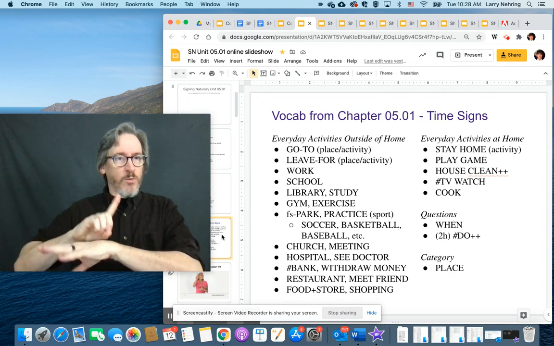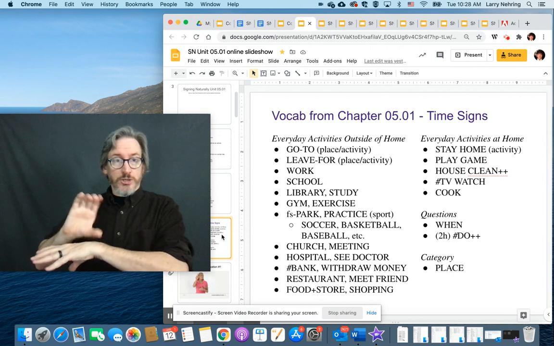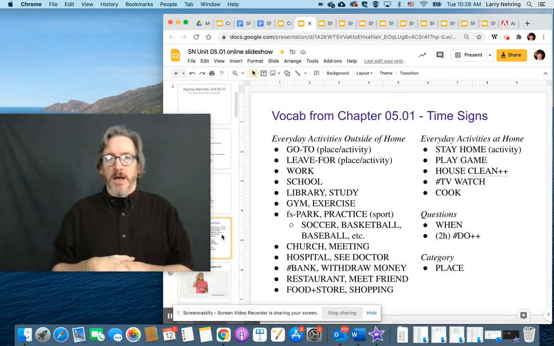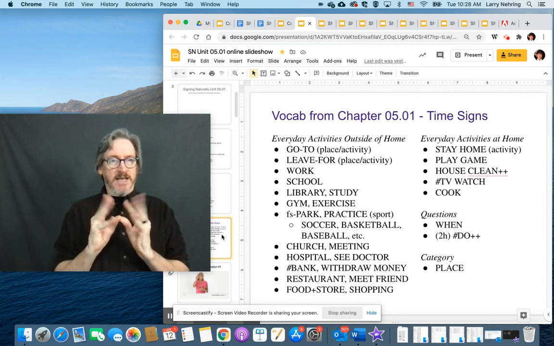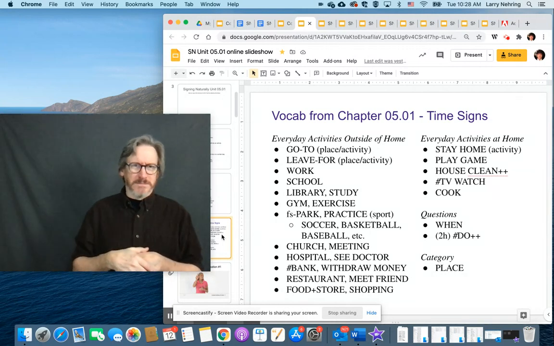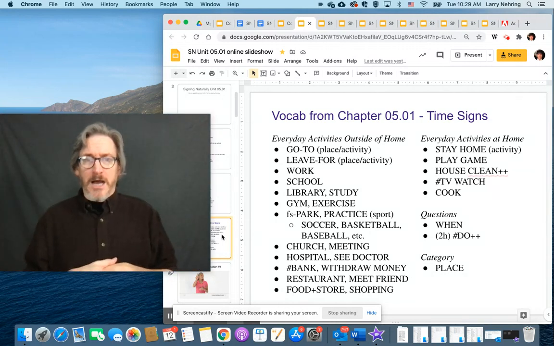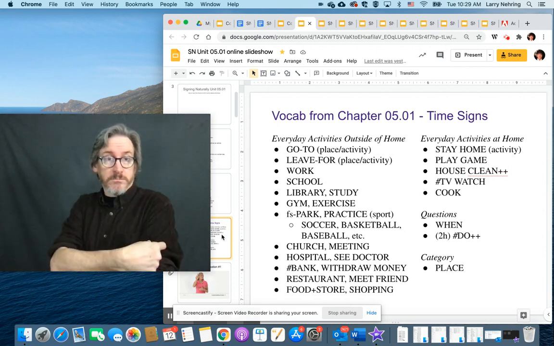Eventually, we're going to get to the point where we sign duty, like your responsibility. Church. Meeting. So I'll hear all the people coming together at the table, putting their heads together. Meeting. Okay. So church meeting. Nothing more boring than that. Hospital. Or hospital. I've seen both.